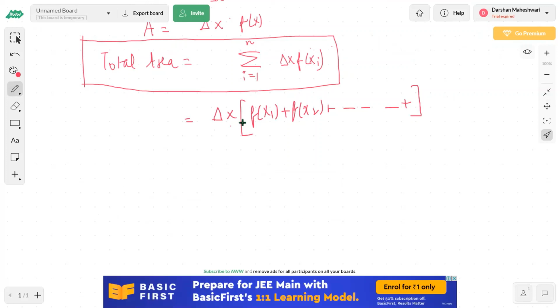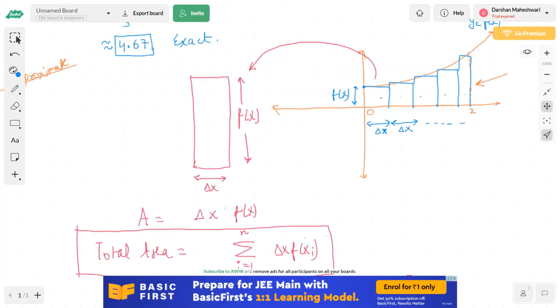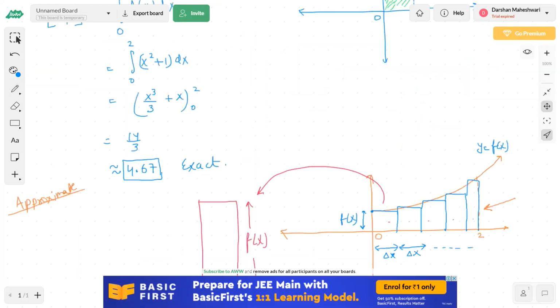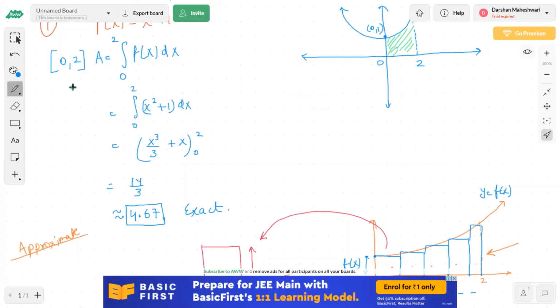All right, another last formula is the value of delta x. The value of delta x is (b - a)/n, where b in our case is the last point up to which we have to find the area. So b in our case is 2 and a in our case is 0.